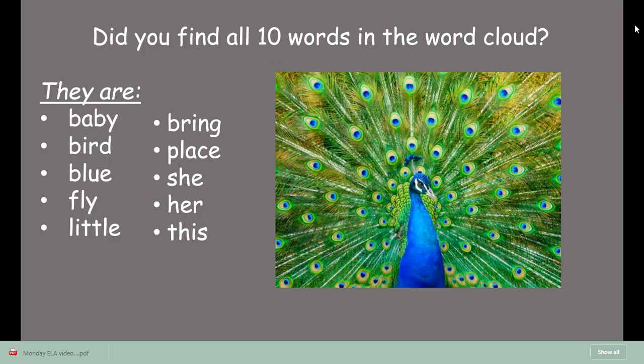Did you find all 10 words in the word cloud? This week's high frequency words are baby, bird, blue, fly, little, bring, place, she, her, and this. These are the words that we are going to be focusing on this week and making sure by the end of the week we know these words. We can recognize these words and read these words just like that when we see them in our stories and in our books.